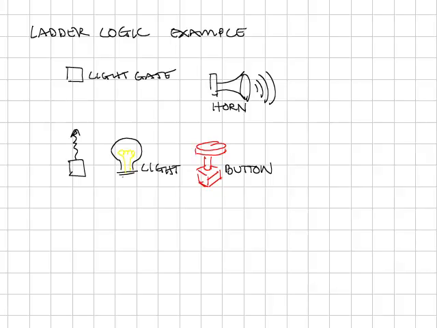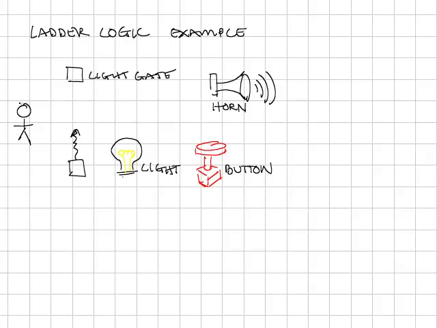Let's look at a simple ladder logic example. In this case, I have a light gate which is separating the outside of the room from the inside of the room. So here I have my person who wants to get to the inside of the room. The way I want this logic to work is if you pass through this light gate, you break the beam. When you break the beam, the horn gives off, and it tells you that someone has entered the room.